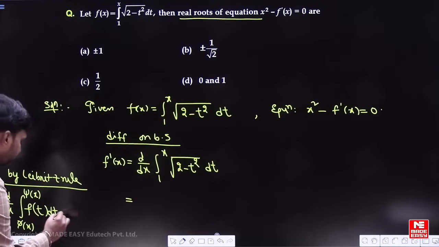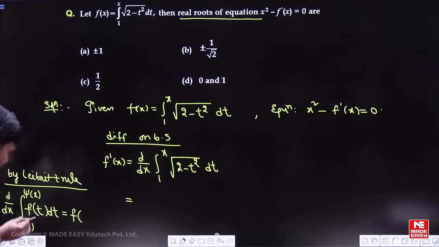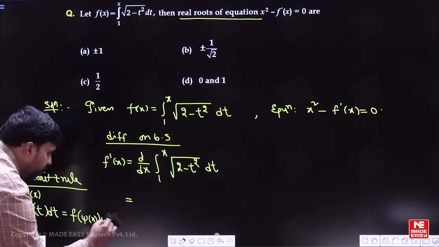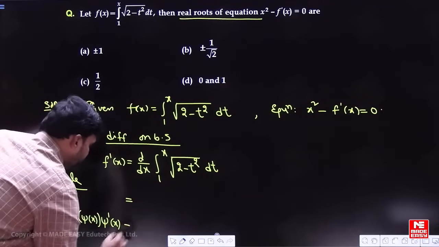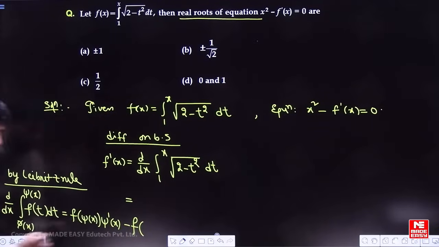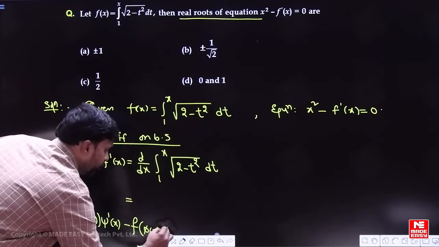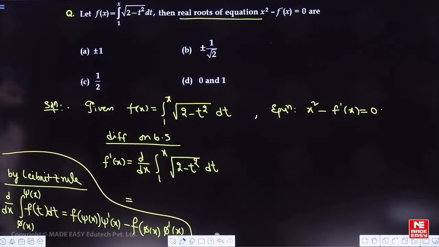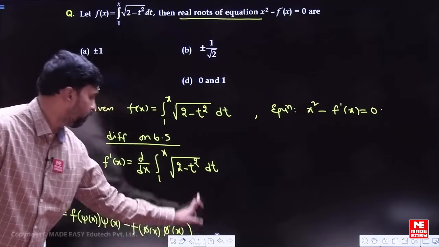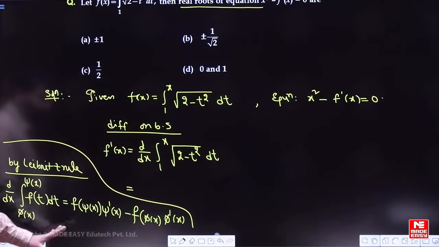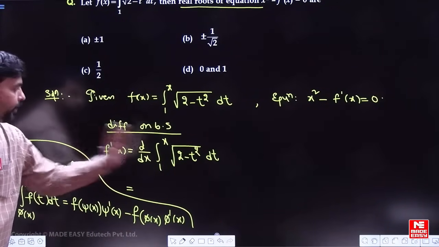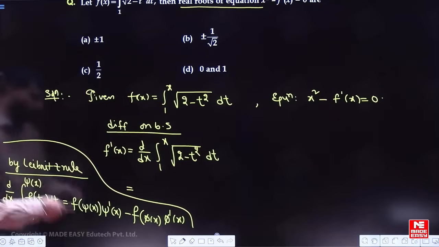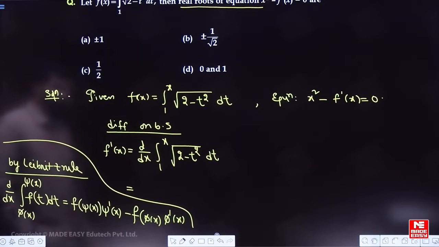d by dx of the integral from phi of x to xi of x of f of t dt is given by: first replace t by xi of x, into the derivative of the upper limit xi of x, minus replace t by the lower limit into the derivative of the lower limit. This is exactly the Leibniz rule. Let us use this Leibniz rule, because if you want to differentiate an integral with variable limits, this is what you have to do.